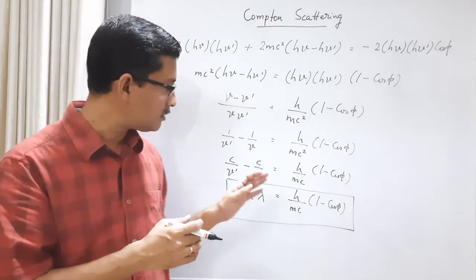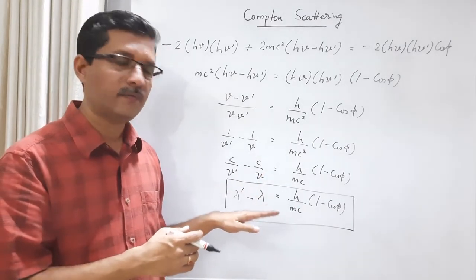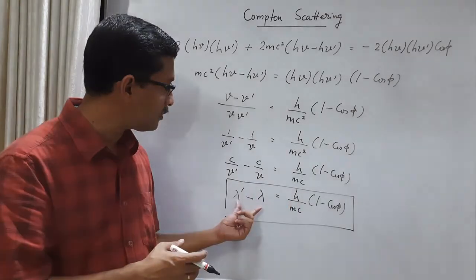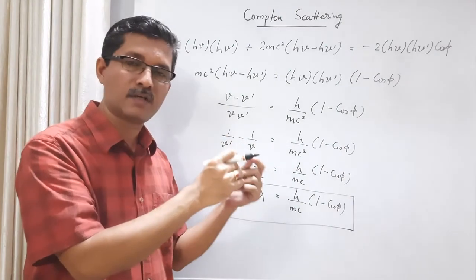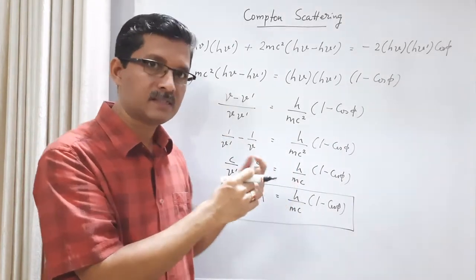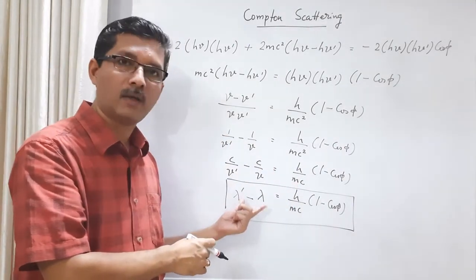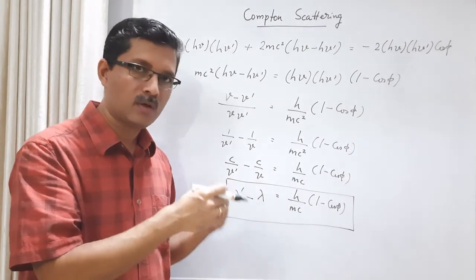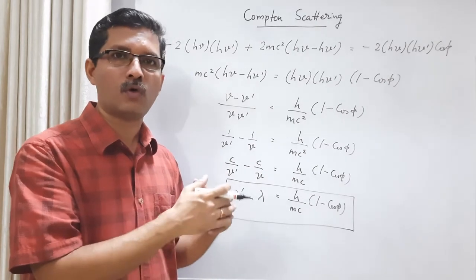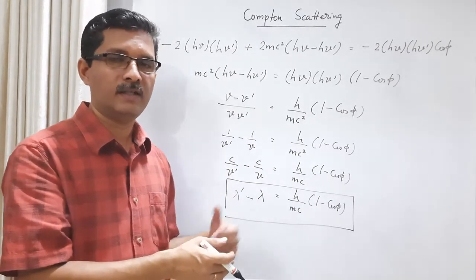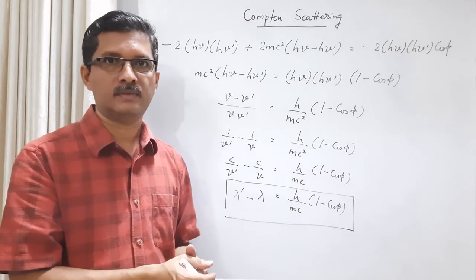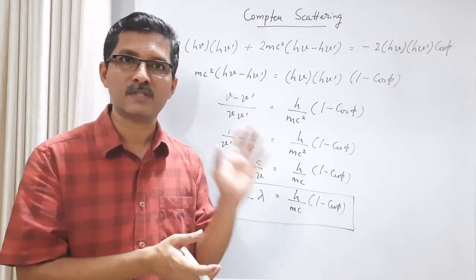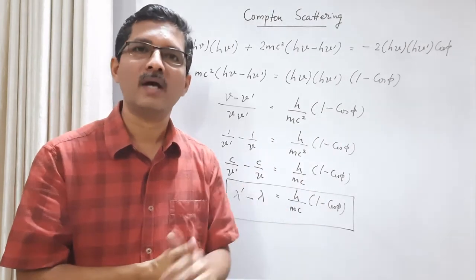This result is compared with the experimental data, and it is found that the wavelength shift that we can measure from the experiment exactly matches the theoretically calculated wavelength shift. This shows that our use of photon momentum and photon energy in this derivation is valid. In other words, the photon is behaving like a particle with a specific momentum in addition to energy.